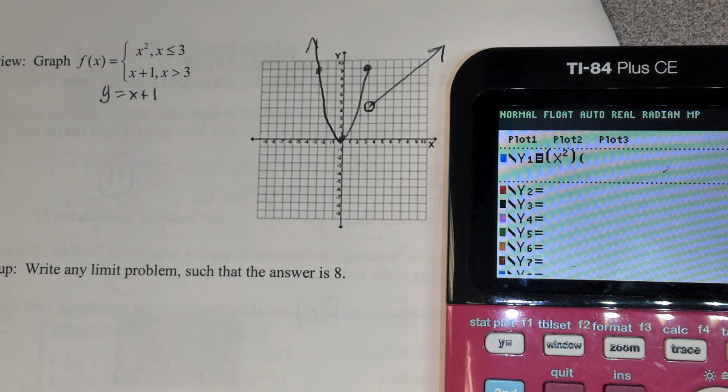You guys go ahead and try to do the problem down there, that wrap up, write any limit such that the answer is 8. See if you can do that on your own.